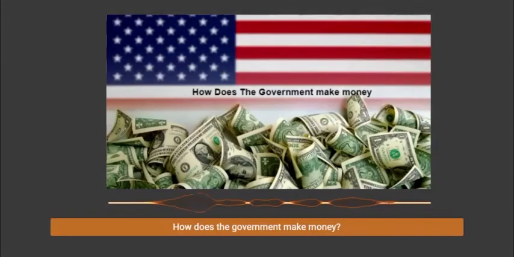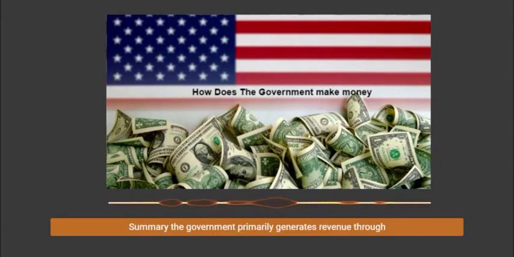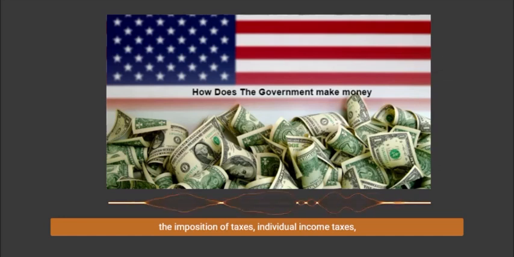How does the government make money? There are several sources of tax revenue. Summary: the government primarily generates revenue through the imposition of taxes: individual income taxes, Social Security and Medicare taxes, and corporate taxes. If the government collects more in taxes during the year than it needs to meet its expenses, then the country posts a budget surplus.